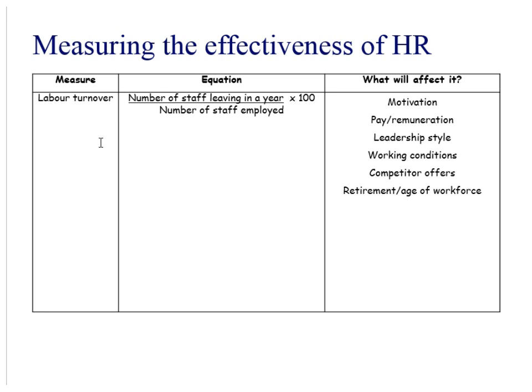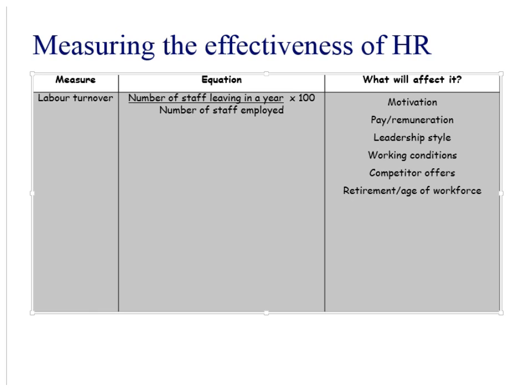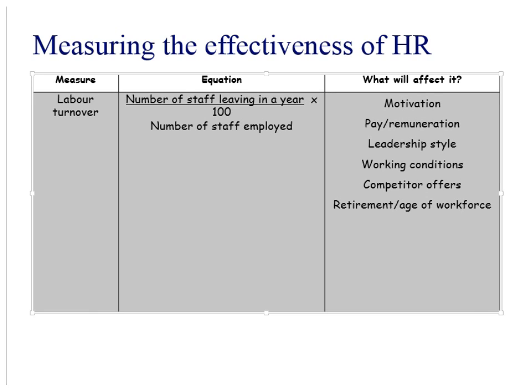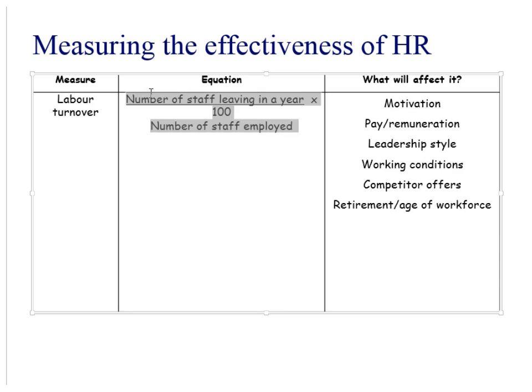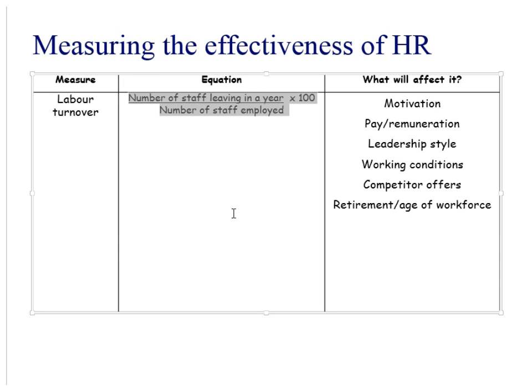Labour turnover is looking at how many people are leaving the business each year. So it's number of staff leaving divided by total number of staff times by 100, so this would be a percentage. And again, motivation and leadership style would affect it. Your pay, also known as remuneration, would affect it. The working conditions probably would lead to motivation, or it would be a hygiene factor according to Herzberg.